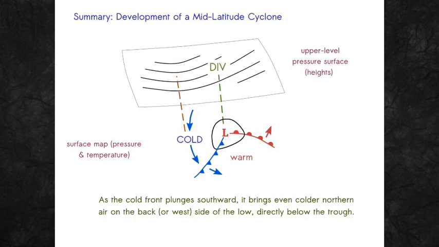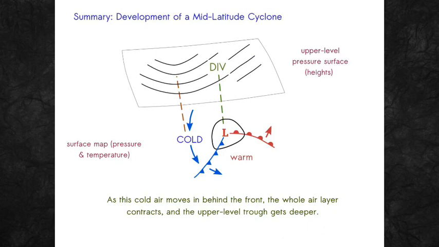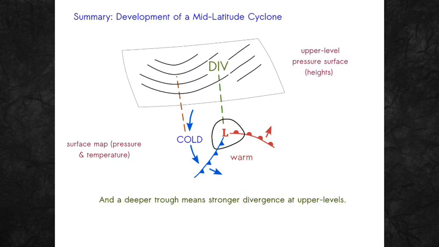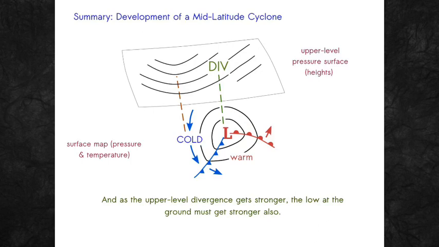So before we had the trough like this, and then the trough got stronger because of the cold air at the ground, and that caused the divergence to get stronger as well. But if the divergence gets stronger, then that's going to take more mass away from the air column. And taking more mass away from the air column is going to cause the pressure at the ground to drop even more. So now the low pressure center at the ground is going to get stronger, as represented by showing more pressure contours and making the low pressure center, the L here, bigger.